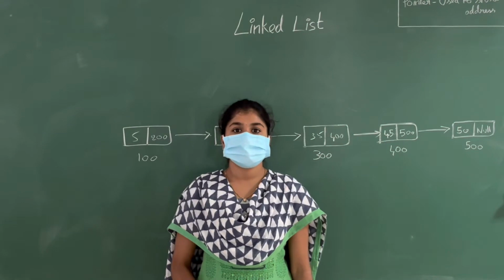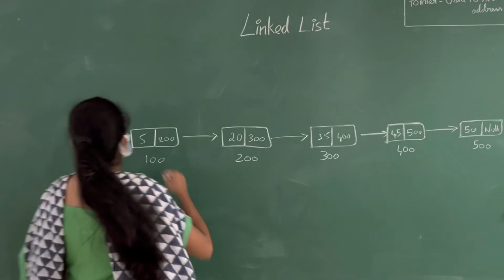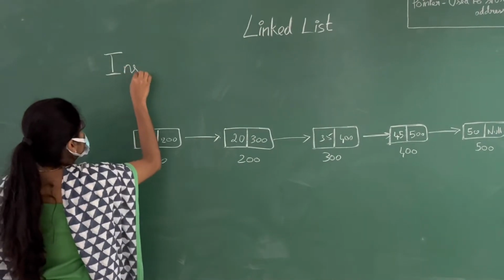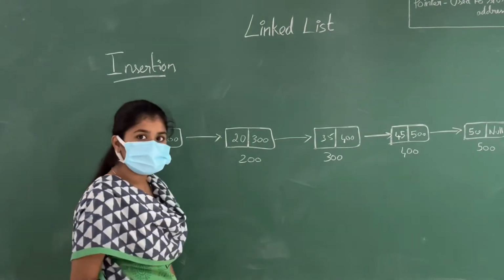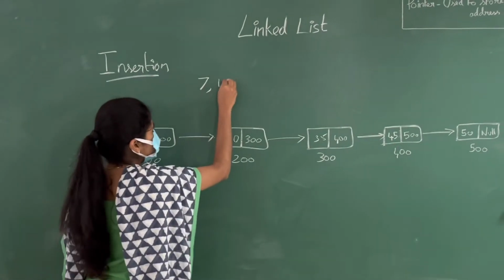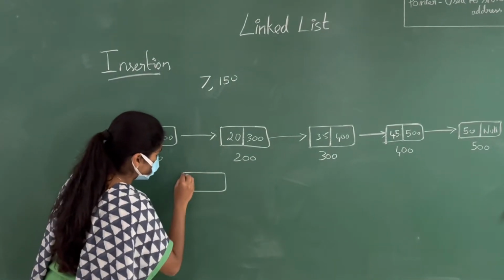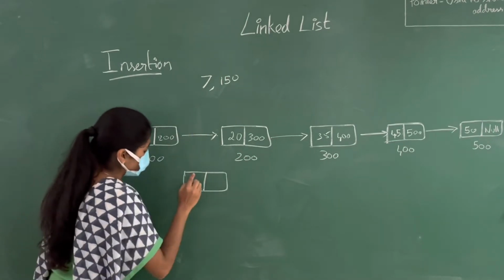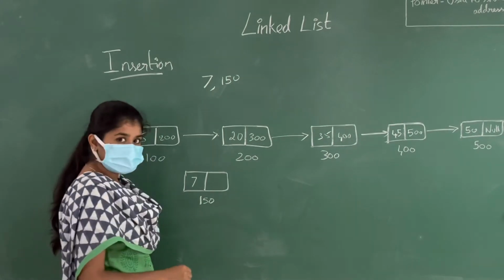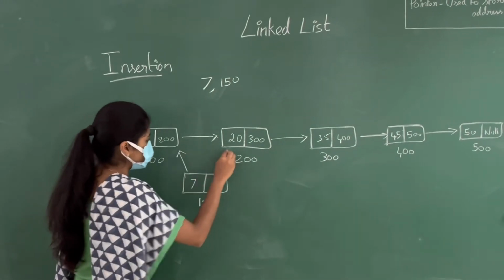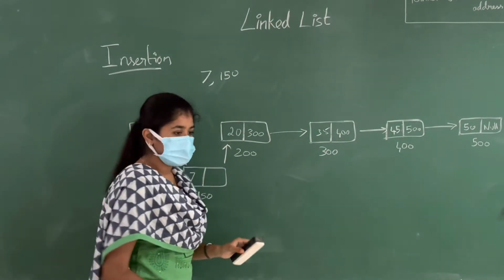Now we are going to see 2 operations in a linked list. One is insertion and another is deletion. First, the insertion operation. Let us consider we are going to insert an element 7 at the location 150. So 150 is between 100 and 200. A node will be created here and 7 will be inserted in the data part of the node. 150 is this location. Now what will happen? This node has to be inserted here. So a link is created between these 2 nodes and this link has to be deleted.